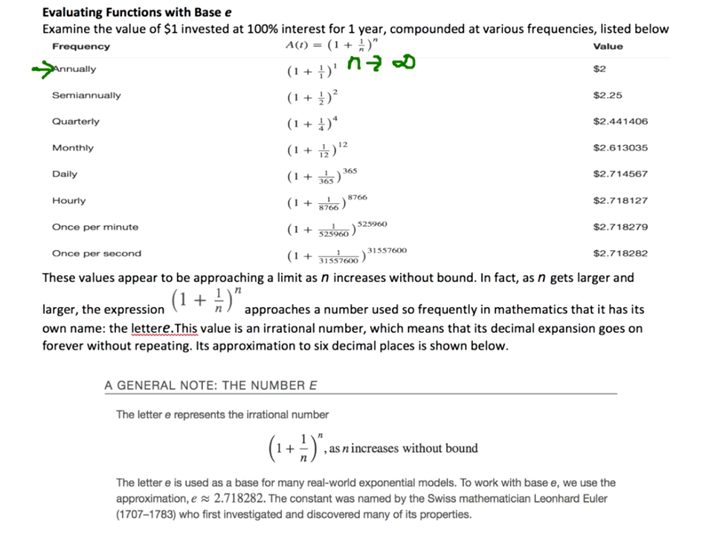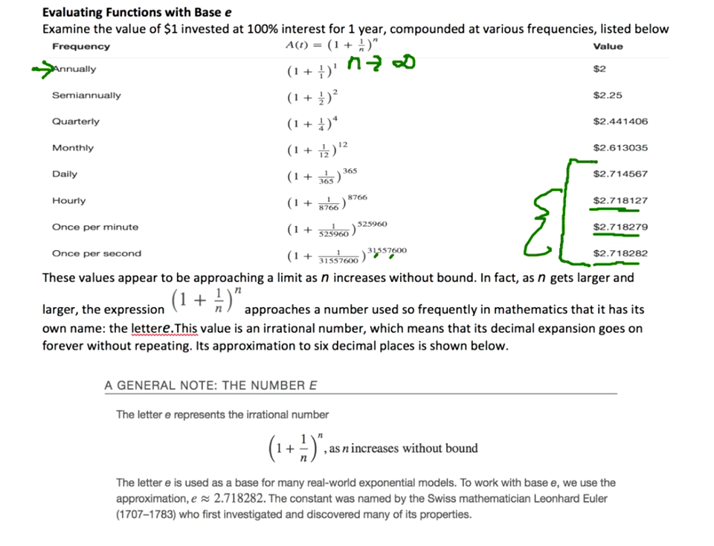Notice these last 4, really last 3 values. We get to once per second for a year. So apparently there are, let's see, 31,557,600 seconds in a year. So this compounding every second. Notice these last 3 values are all starting with 2.7182.